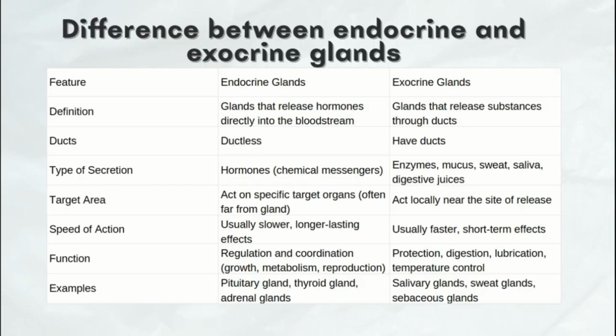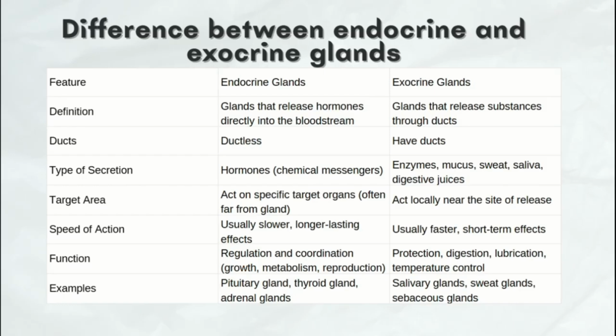Then exocrine and endocrine glands. This is pretty simple. Endocrine glands are the ones that release hormones directly into the bloodstream. Because the very first thing we said was that endocrine glands are ductless, meaning the hormones are released directly into the bloodstream. There's no vessel, there's no duct, they are just released directly into the bloodstream.